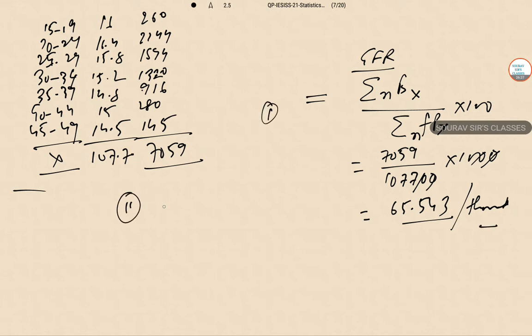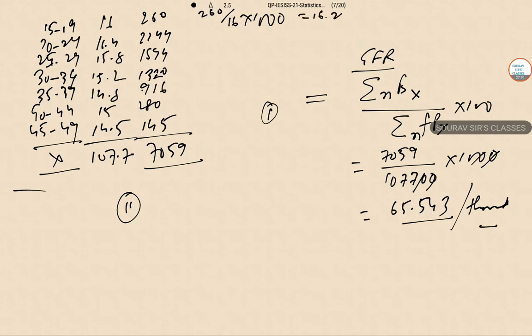With respect to the second part, SFR calculation. This is nothing but 260 divided by 16 into 1000. Okay, 260 divided by 16 into 1000. Normally we are not putting that 1000, so I'm just putting 16.25 here. This will be the value for our calculation.